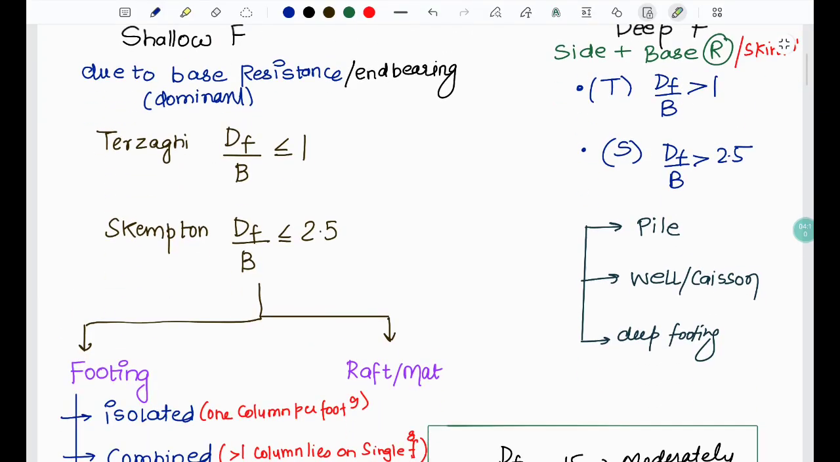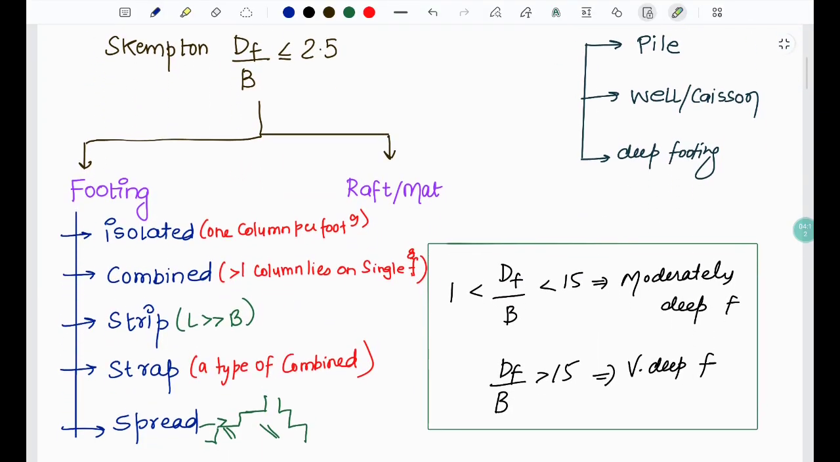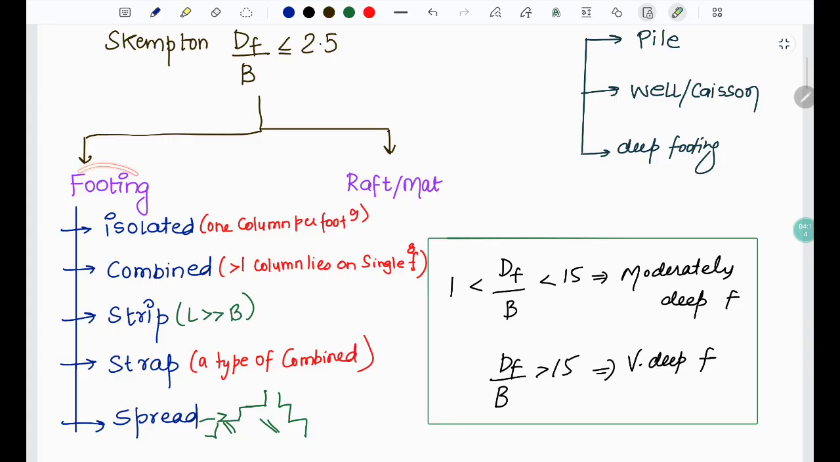Now we can classify the shallow foundation into two parts. One is the footing and the other one is the raft or the mat foundation. For footing we have isolated, where we'll have one column per footing. We give only one footing for one column. Then we have a combined footing where we have more than one column having one footing beneath it.